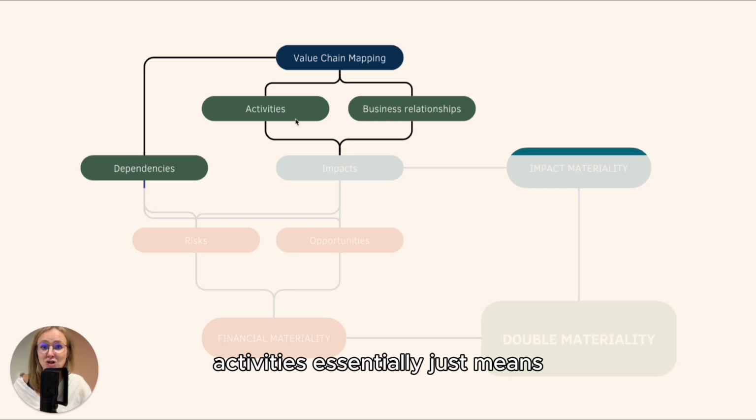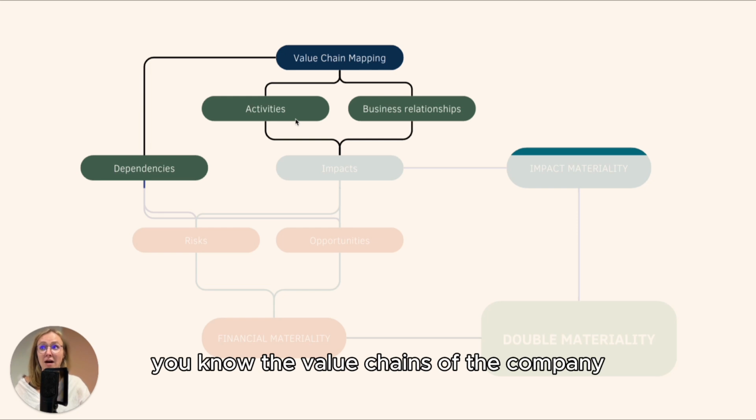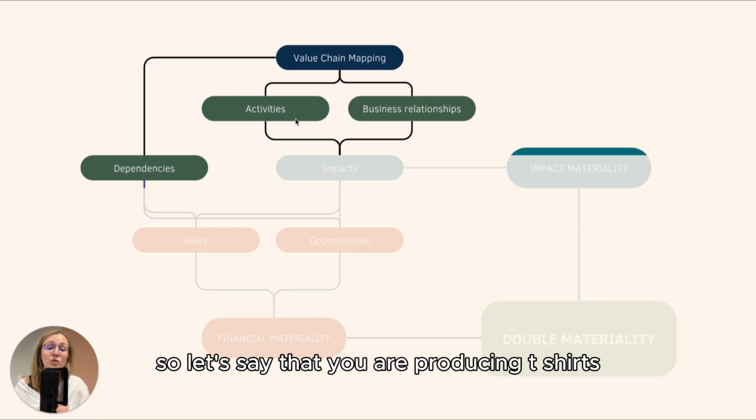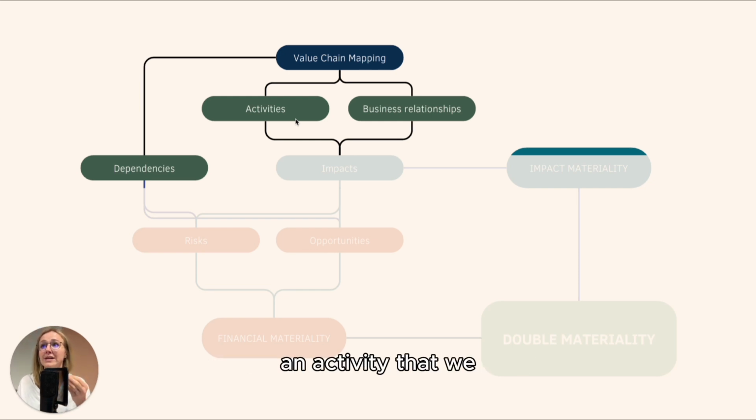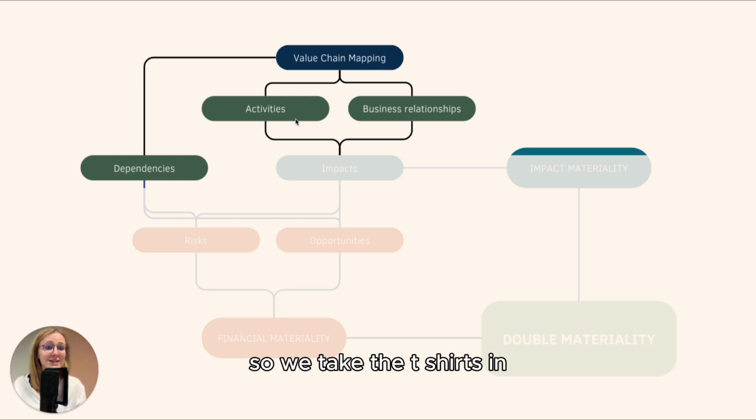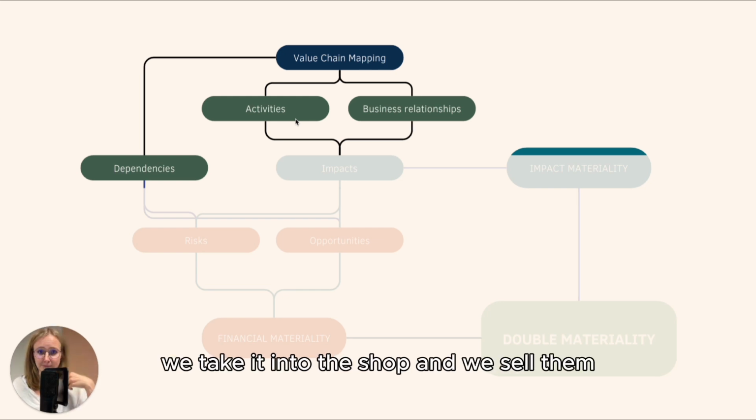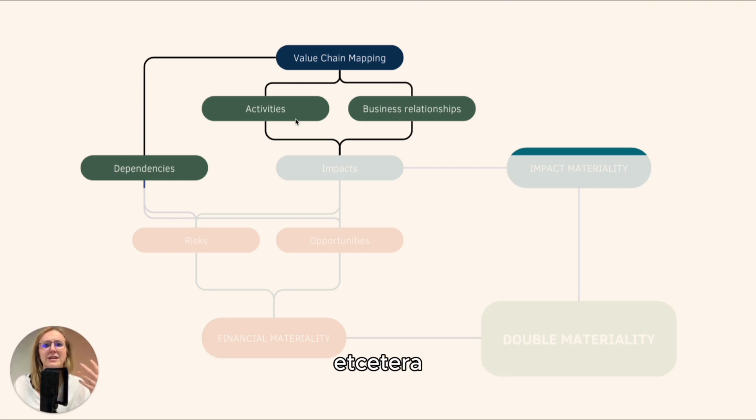Activities essentially just means, what does the company do and what is happening within the value chains of the company. So let's say that you are producing t-shirts, for example, or you're a t-shirt reseller. Then an activity that we as a company do is that we sell t-shirts. So we take the t-shirts in, we have them in a storage unit, we take them into the shop, and we sell them. Those are activities. So the storage, the selling, etc.